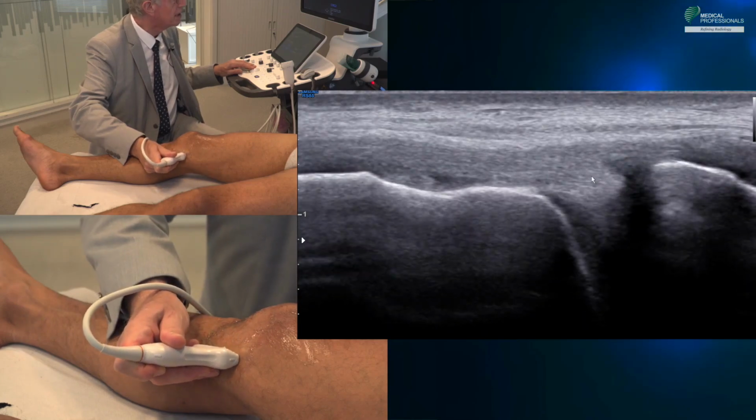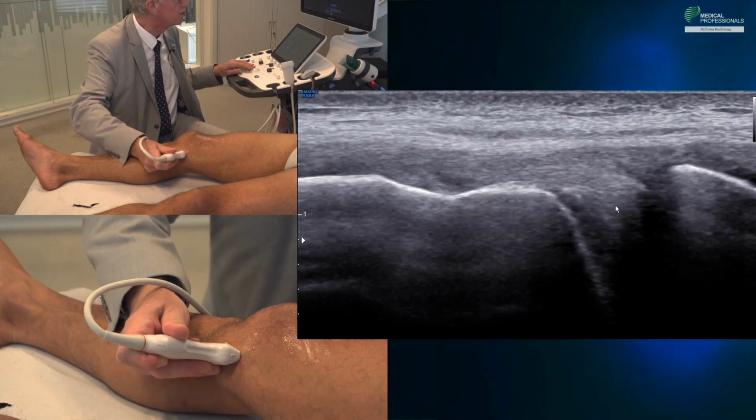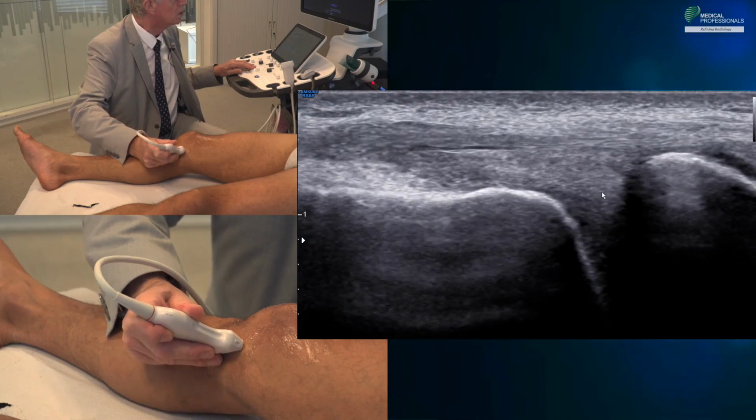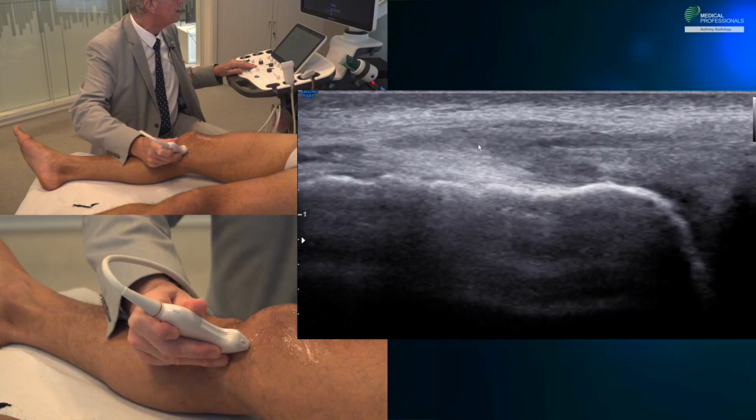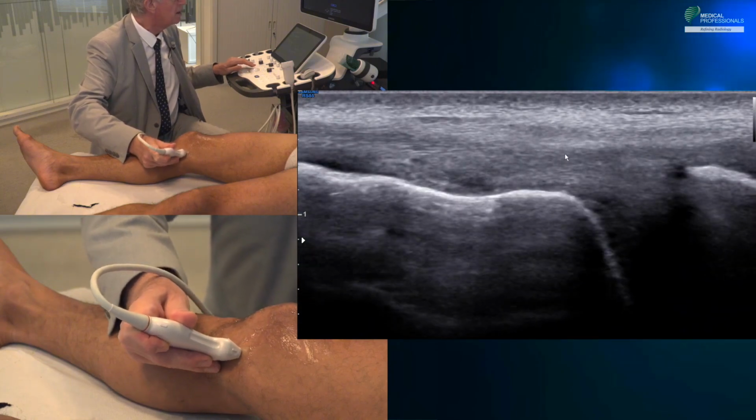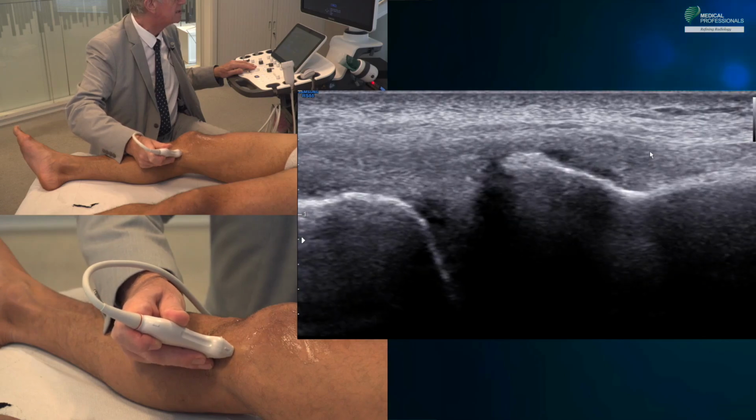We know that for the analysis of the meniscus, it is not necessary to use a very high-frequency probe. A 10 MHz probe is an excellent compromise. We saw the proximal part of the ligament. Now let's see the distal part.